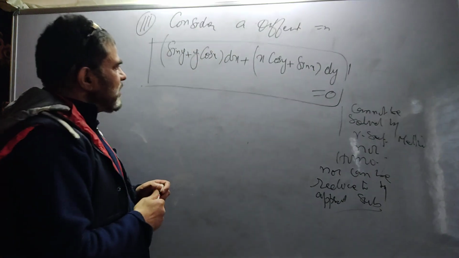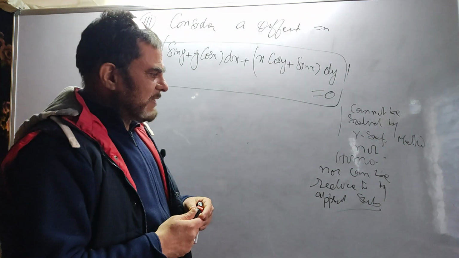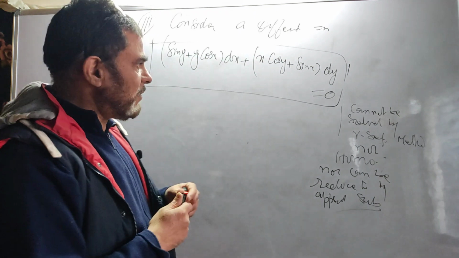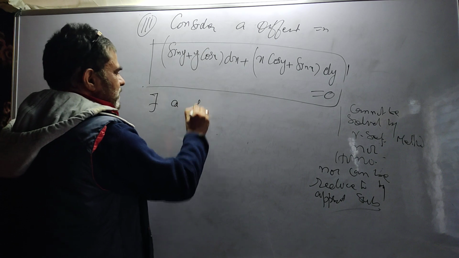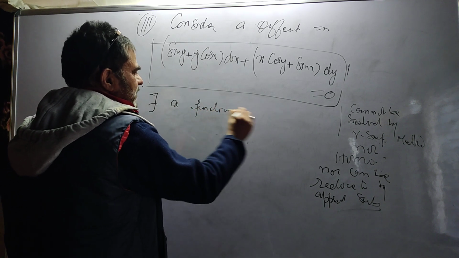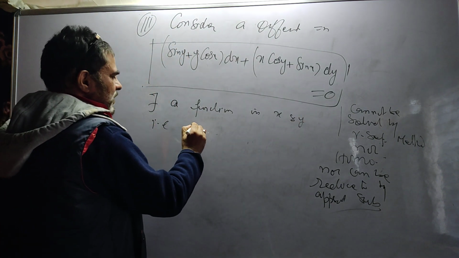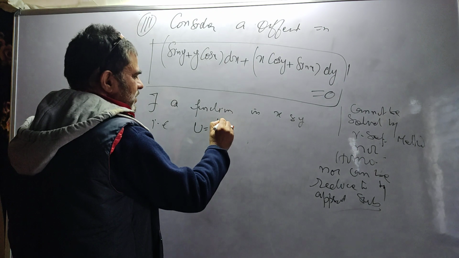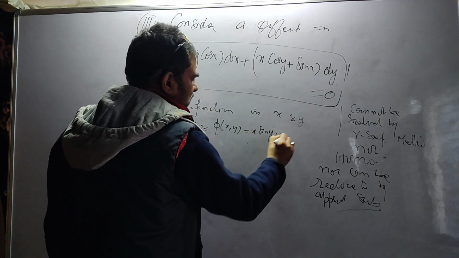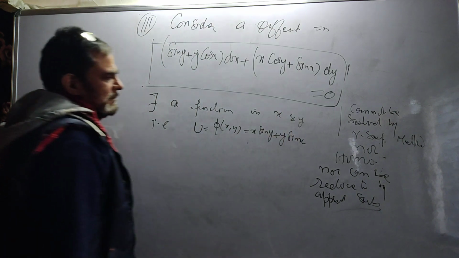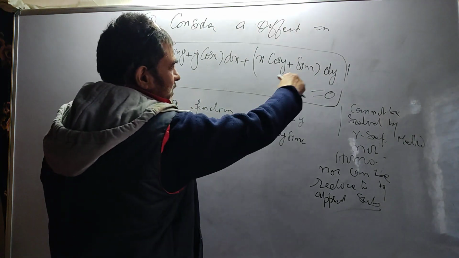You see, this is a differential equation which you cannot solve by variable separable method or other methods, but I say it is exact. How do I say it is exact? I will say there exists a function in x and y. What is that? Say u is equal to some function of x and y, which is x sin y plus y sin x, such that the total differential, the exact differential of this, comes out to be this.